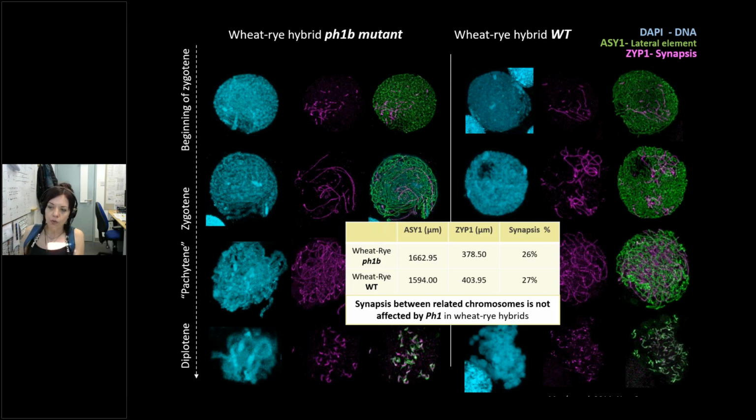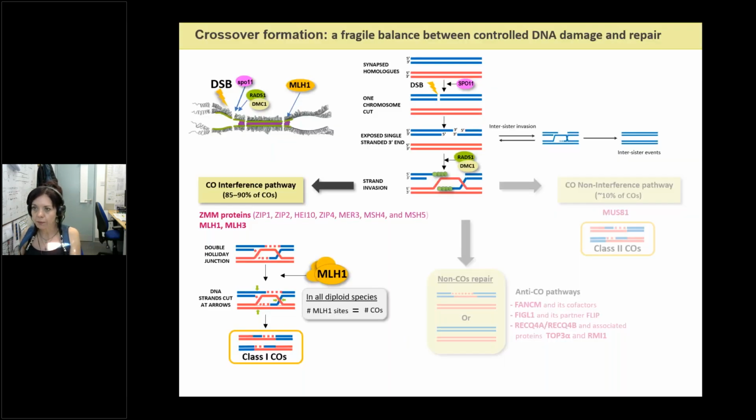So then if related chromosomes can synapse whether Ph1 is present or not, why do they only recombine when Ph1 is deleted? So after that, I have been trying to develop antibodies and doing immunolabeling with many of the proteins involved in this pathway. But I won't show any of these because either they didn't work, or when they worked, I couldn't find any difference whether Ph1 is present or not. So I just want to mention one of the last proteins to be loaded in this pathway, the mismatch repair protein MLH1. Because in all diploid plant species, the number of MLH1 sites at diplotene is the same as the number of crossovers. So MLH1 is considered a cytological marker for interference-sensitive crossovers.